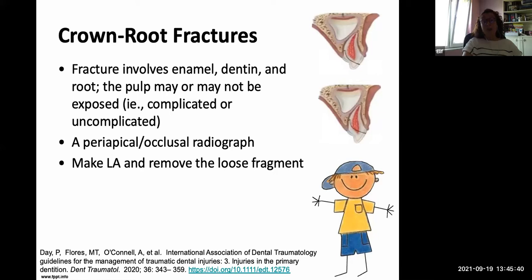In crown root fractures, the fracture mostly involves enamel, dentin, and root. The pulp may or may not be exposed. Sometimes it can be complicated or uncomplicated. So in these cases, we need to take a periapical or occlusal radiograph. And the first intervention we have to make is to give local anesthesia and remove the loose fragment.